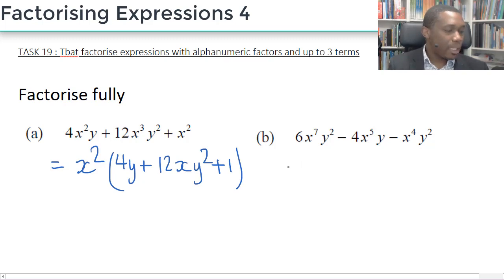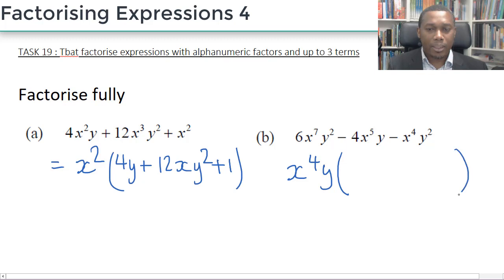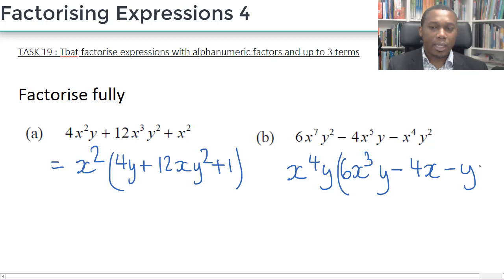Then b, we have x to the power of 4y. Again, no numbers in common. And we have 6x cubed and x to the power 4. That times x to the power 4 will give me x to the power 7. I'm multiplying 4 x's, then 3 more. That's 7 in total. We have y, so we need another y to get y squared. I probably need more space in my bracket, so I'll take that out. And then take away 4x, and then take away y. That would be your solution there.